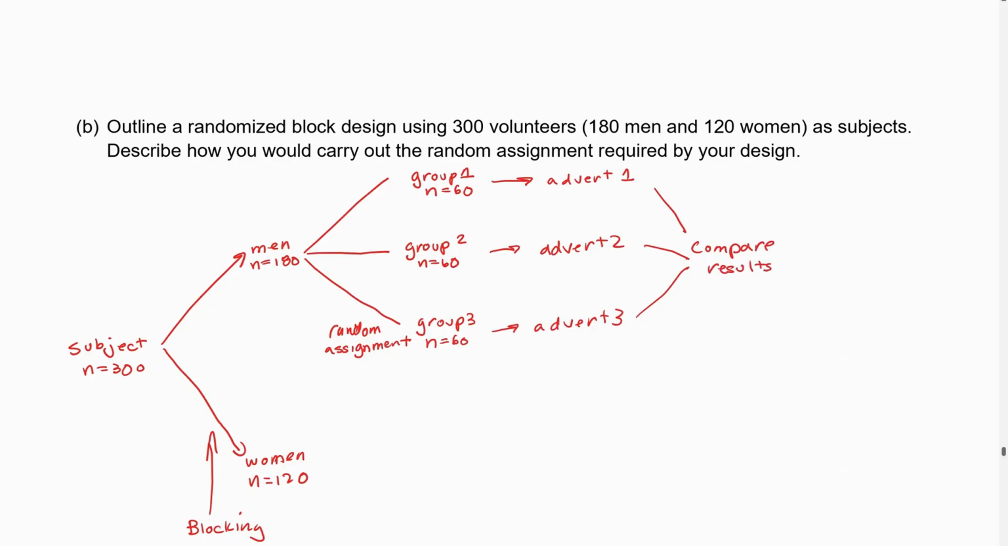And then what happens amongst the women? Again, we break down into 3 groups using random assignment. Into group 1, and that will be a third of 120. So there's going to be 40 in that group. Into group 2, where there's 40 in that group. And group 3, where there's 40 in that group. And then each of these sees the different advertisements.